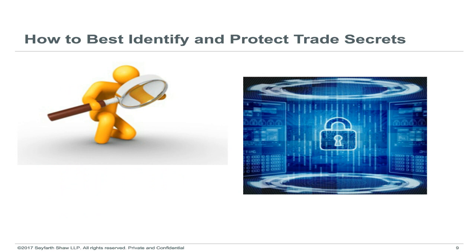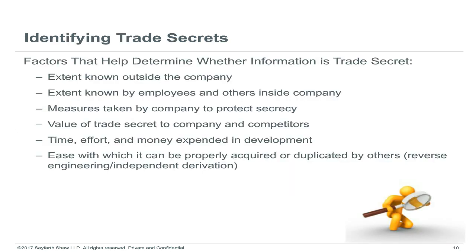Get into a little bit more detail about how a company should best identify and protect their trade secrets. Now, when you're identifying the trade secrets, you'll see on the next slide that this particular test has come from a court decision about factors that courts look at when they determine whether the information as a whole is a trade secret. As we indicated, if it's publicly known, it's likely not going to qualify as a trade secret. So if the information is well known outside the company, with competitors and with the public as a whole, likely not going to qualify.